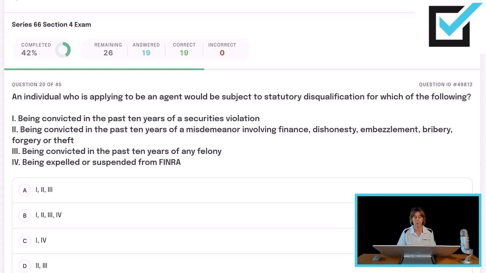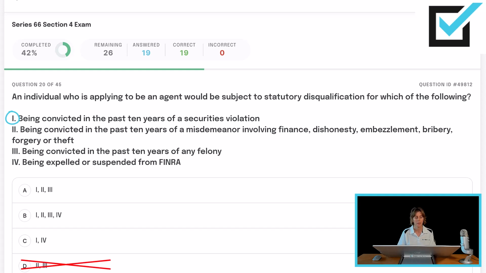An individual who is applying to be an agent would be subject to statutory disqualification for which of the following? Being convicted in the past 10 years of a securities violation, that would subject them to statutory disqualification. Yes. 1 is part of the correct answer. I can get rid of D.